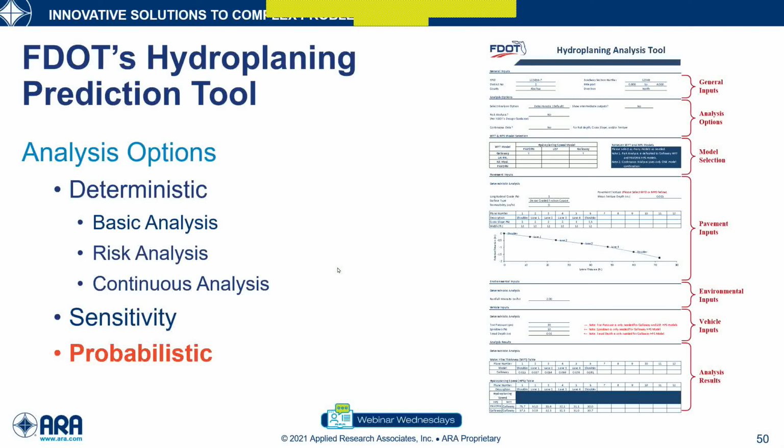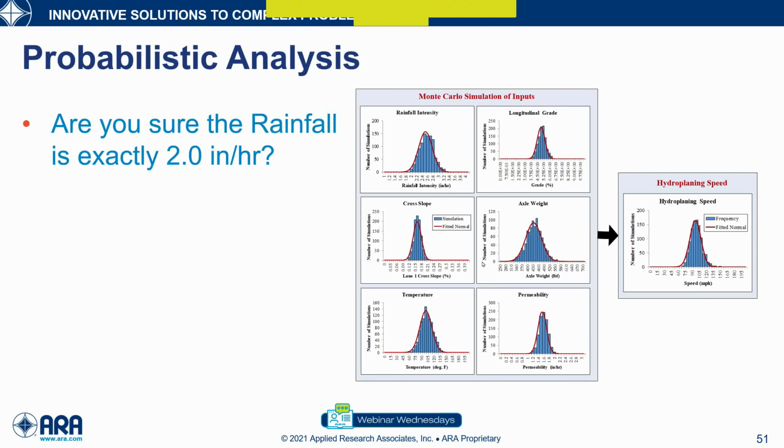All right, so we are getting towards the end of our presentation. We will go over the probabilistic analysis option now. And the probabilistic analysis option is just another variation of running the deterministic analysis multiple times. So this allows you to characterize uncertainties associated with several variables such as the rainfall intensity, the pavement temperature, the axle weight. And this figure right here shows us a schematic illustration behind the concept.